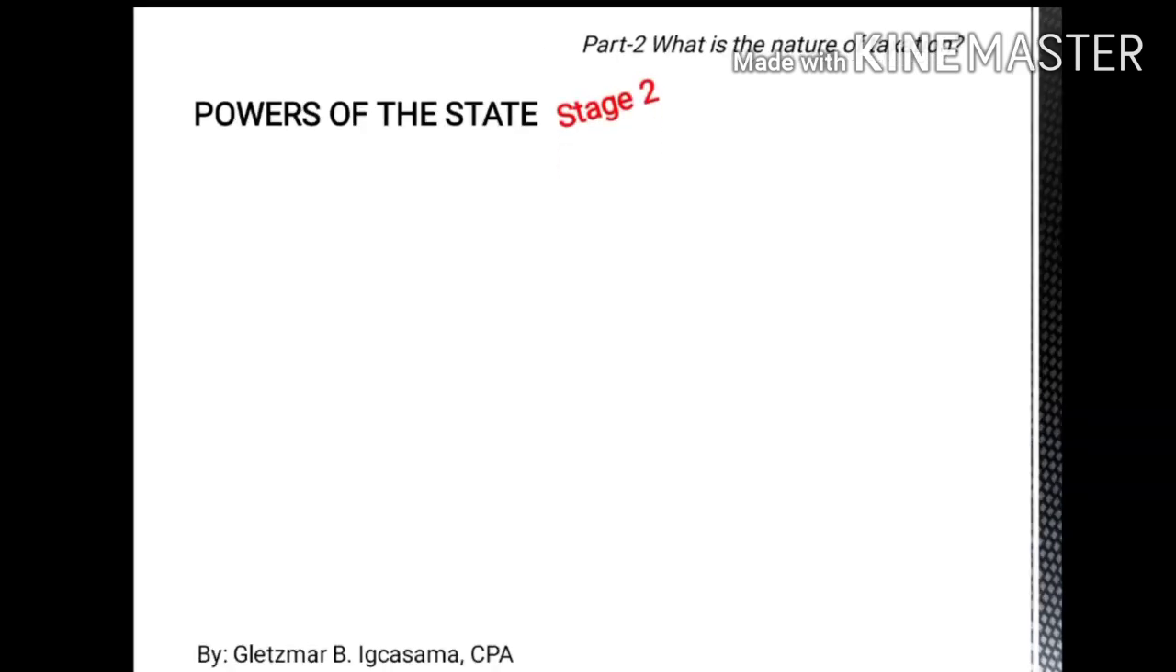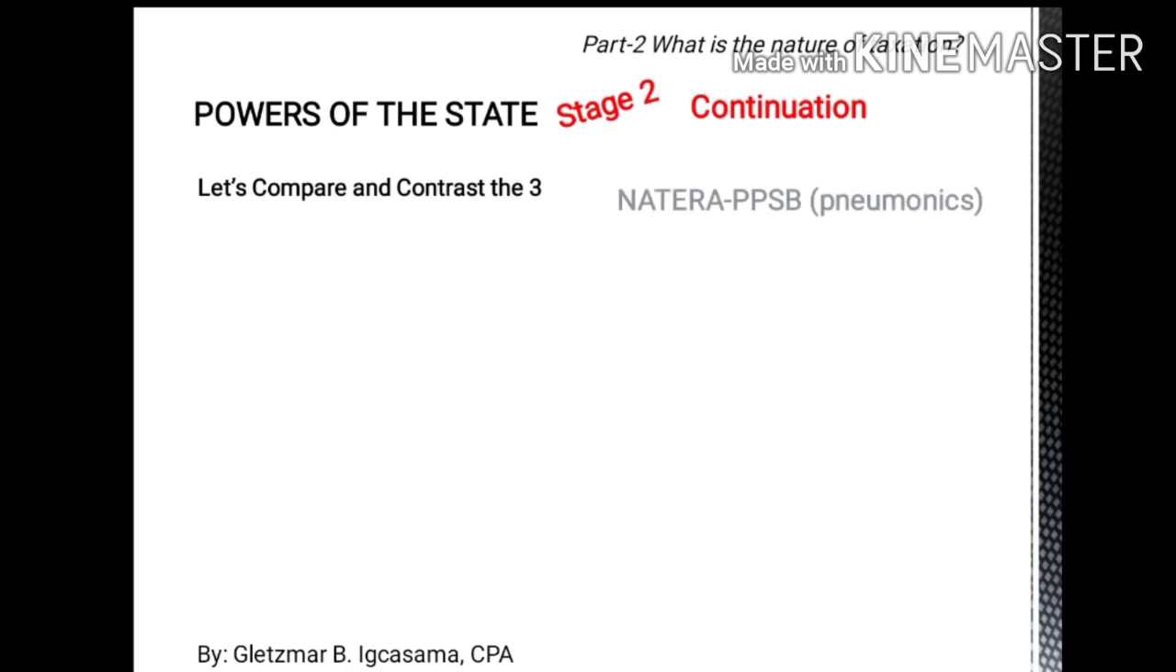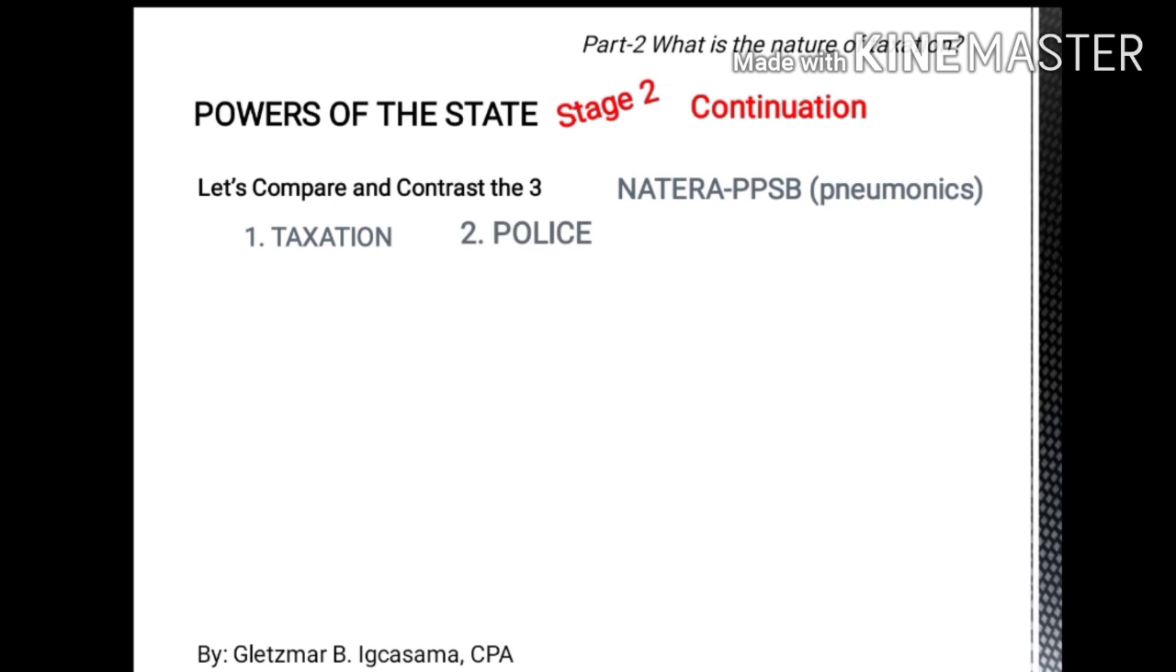So, let's go to the powers of the state, stage 2. Tapos, atong i-continue because NATERA pa tanan man. Again, the three powers are taxation, police, and eminent domain. So, let's go to A, amount imposed.